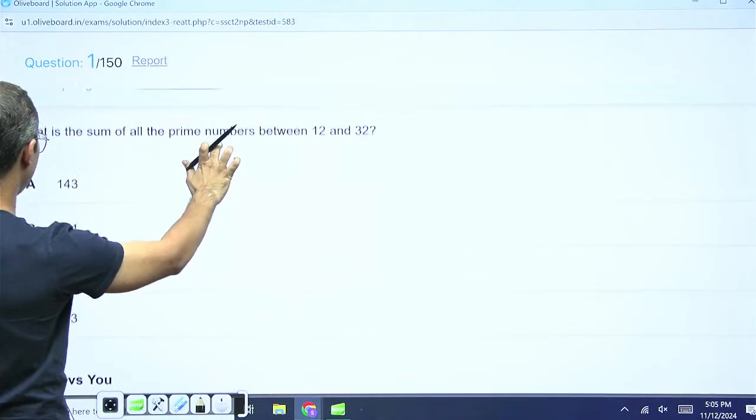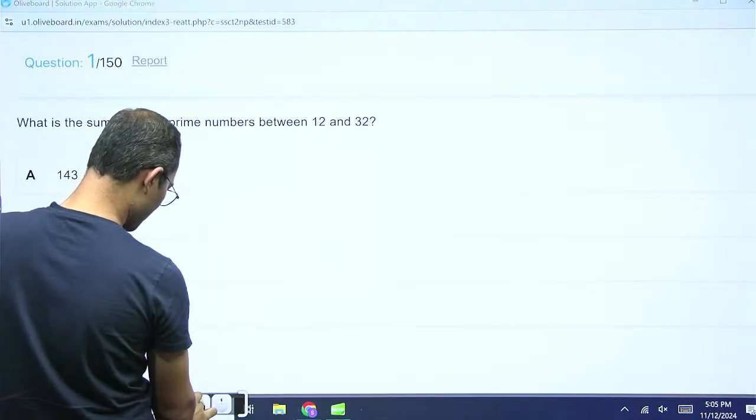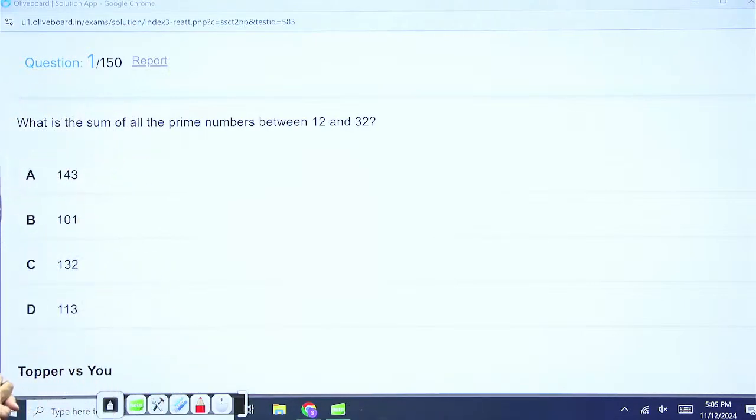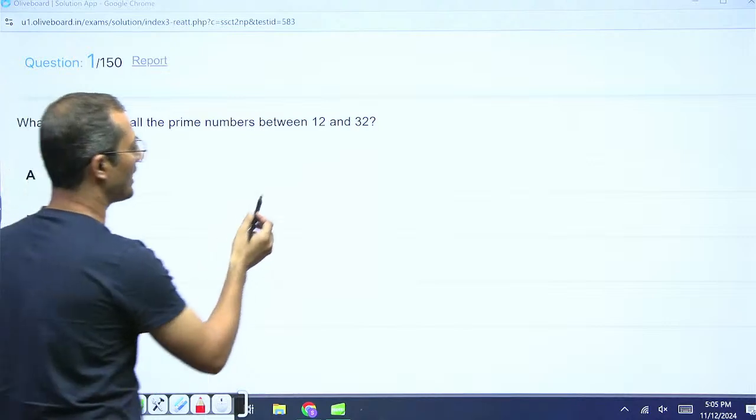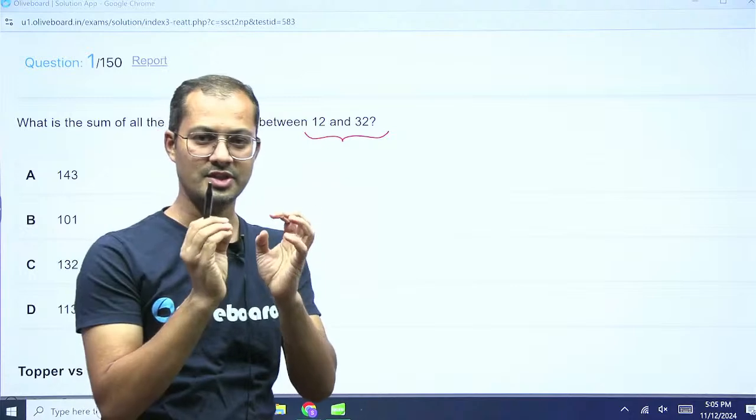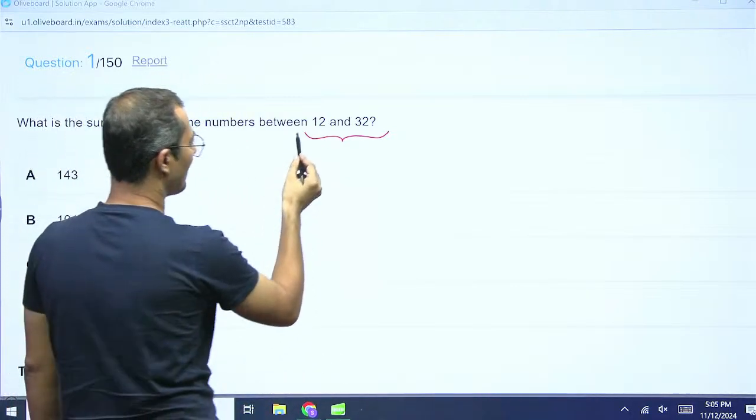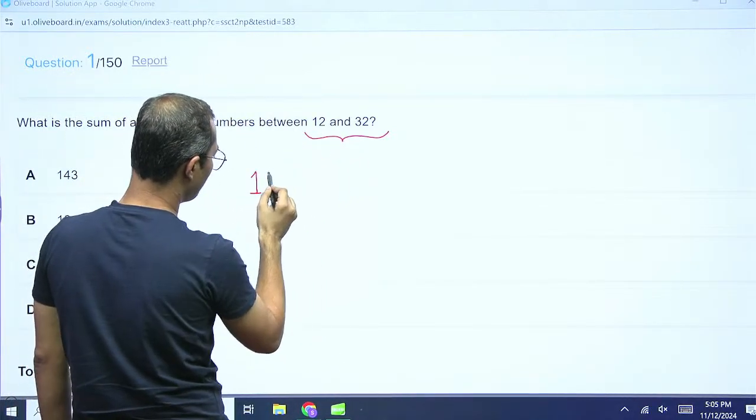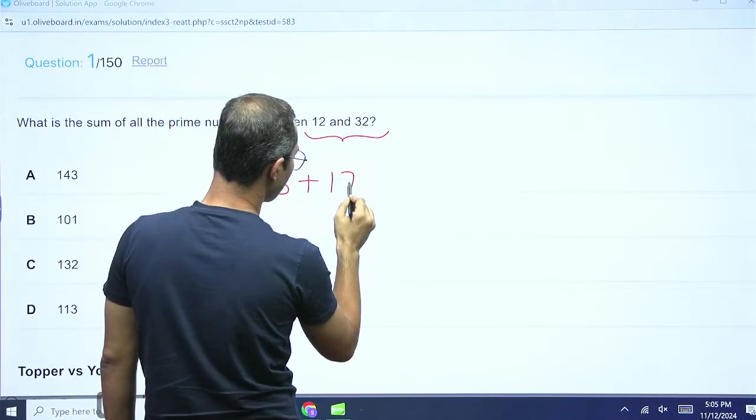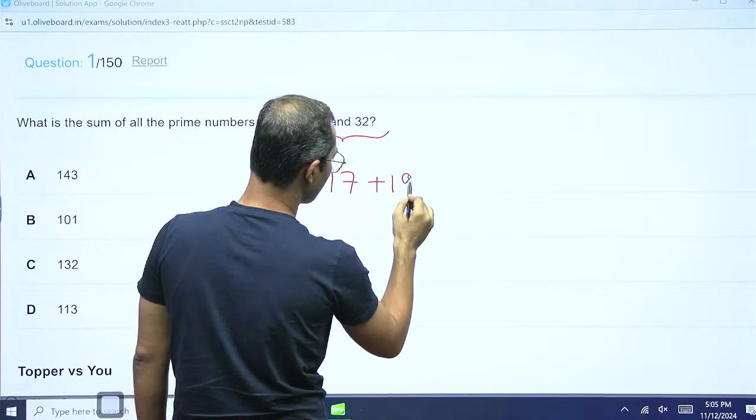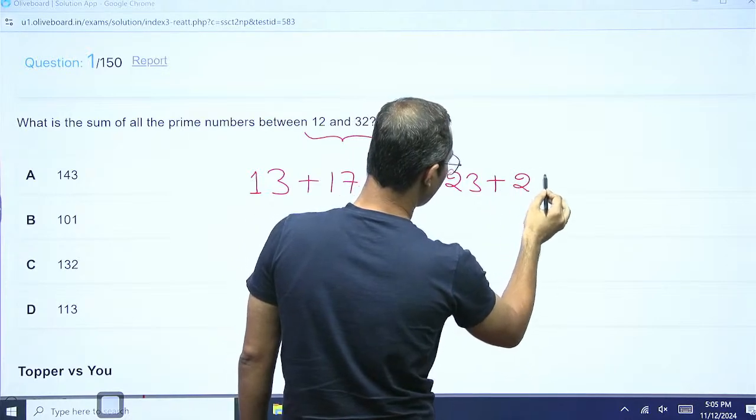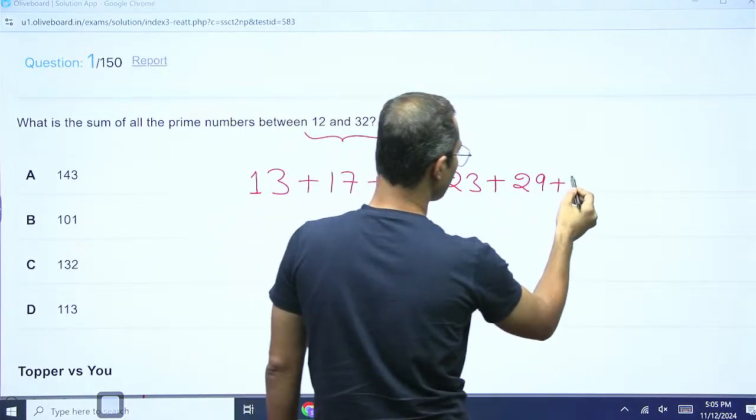Now the first question is reading, what is the sum of the prime numbers between 12 and 32? First of all, tell me, what are the numbers which are lying between 12 and 32 and which are prime numbers? So after 12, 13 is a prime number, right? Plus 17 is a prime number, plus 19 is a prime number, right? Then 23 is a prime number, 29 is a prime number, and 31 is a prime number, right?